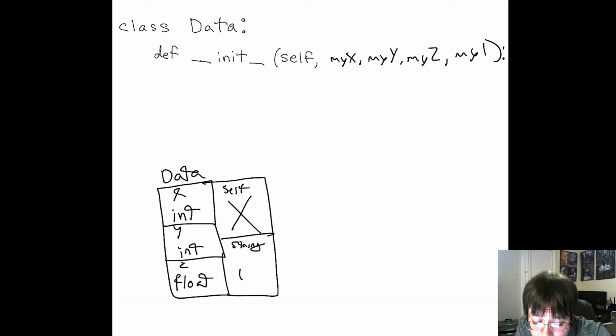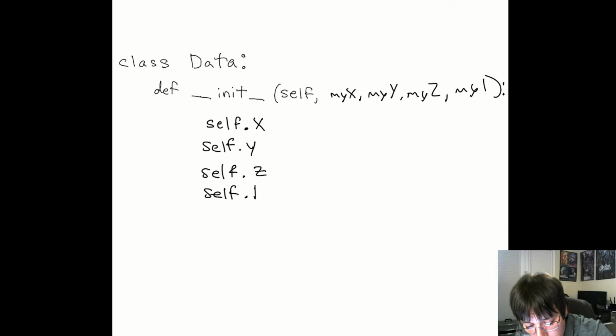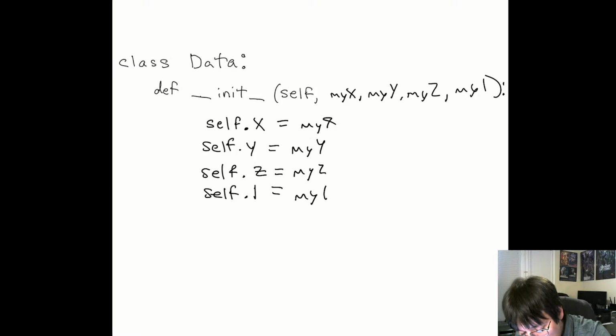So in here, I'm going to write the word self, then the dot, and then the name of the variables that I want to call them. So I'm going to call them X, Y, Z, and L. Let's move this out of the way a little bit. Next, this could be enough, but I would like to fill these up with data that I use when I create this. So I'm going to say my X, my Y, my Z, and my L.